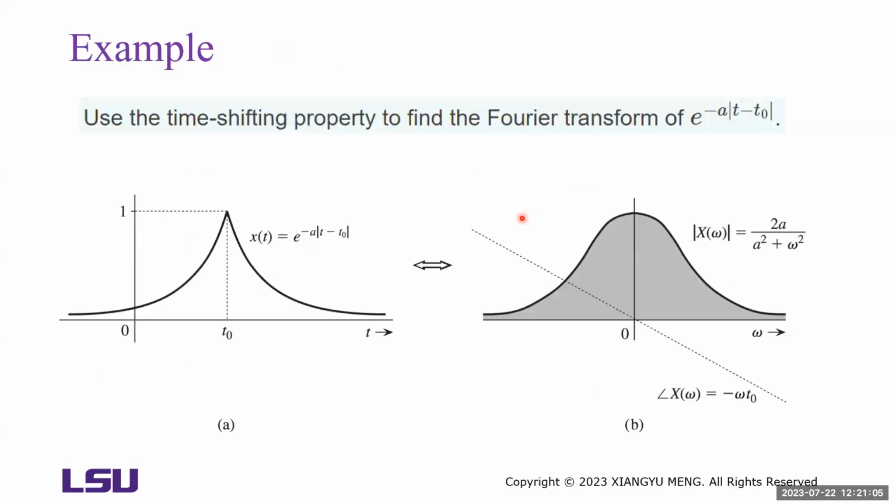Now let's look at one example. Use the time shifting property to find the Fourier transform of e^(−a|t − t0|). Earlier, we found the Fourier transform of this function x(t). We know its Fourier transform is X(ω) = 2a / (a² + ω²).